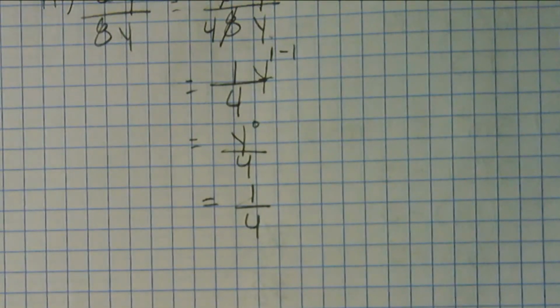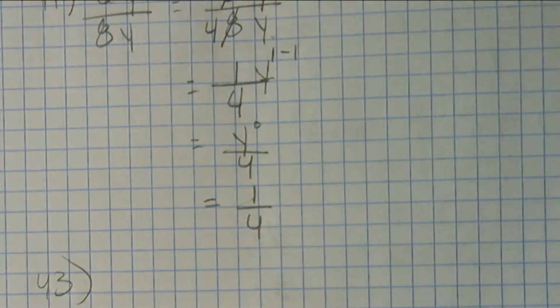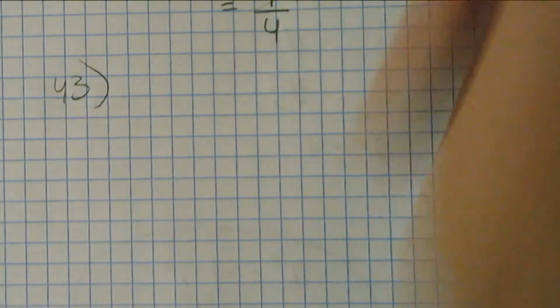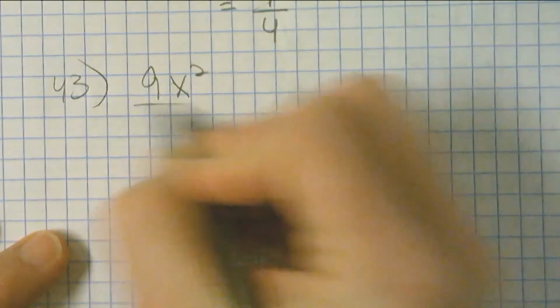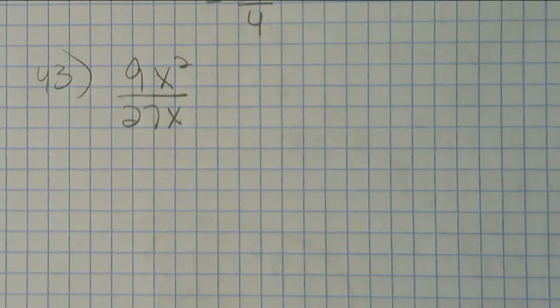All right, I'm not doing 42. 42 is exactly like 40 and 41. I am going to do 43, so let's take a look at 43. 43 said I have 9x to the second divided by 27x. This is more like what you're going to have.